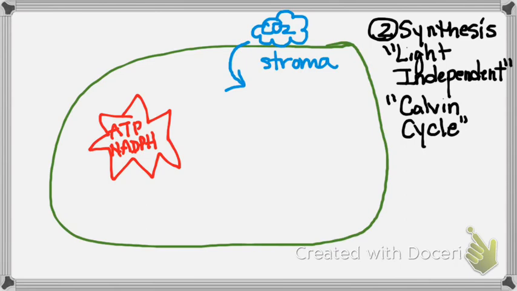So the synthesis part doesn't take place in the thylakoid. The synthesis part takes place in the stroma, in the water. So what you've got is, let's say that you have a couple of carbon dioxides coming in here. So let's draw a carbon. Just draw a little circle, put a little C in there to represent that that is a carbon coming in from your carbon dioxide.